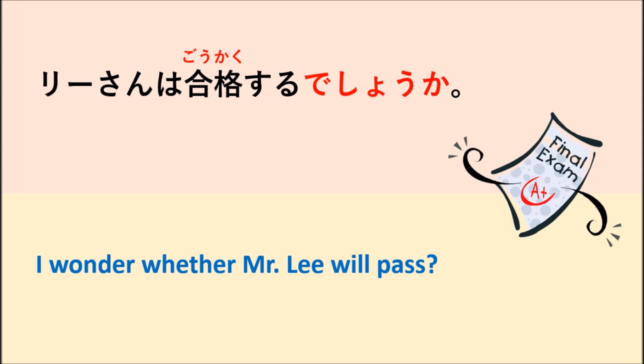For deshou, you can use it in a positive sentence, and you can also use it in a question. As you see here, deshou ka means a question to ask somebody. When you are talking with your friend and you are not sure, but you want to ask your friend, you can say gokaku suru deshou ka. This means will Mr. Lee pass? I wonder whether Mr. Lee will pass or not. I'm not sure because it's a situation that will happen in the future, so you don't know, but you want to ask another person or your friends to talk about whether he passes or not.